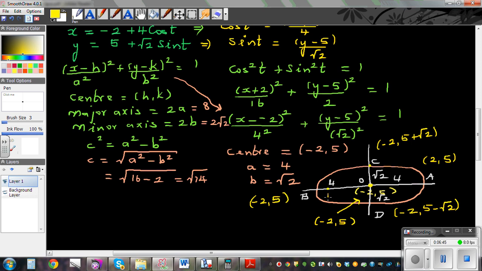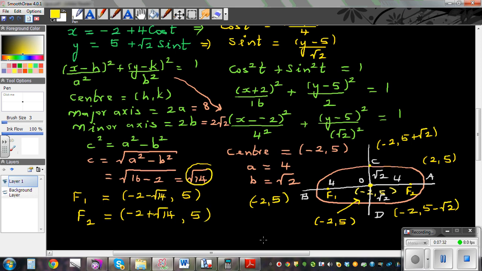Let's say this is F1 and this is F2. F1 and F2 are both on the major axis, so the x coordinate is going to change and the y coordinate will remain the same. The focal distance is root 14. So to be exact, F1 will be negative 2 minus root 14 comma 5, because it's on the horizontal axis, and F2 would be negative 2 plus root 14 comma 5. You can confirm this using Desmos or a graphic calculator.